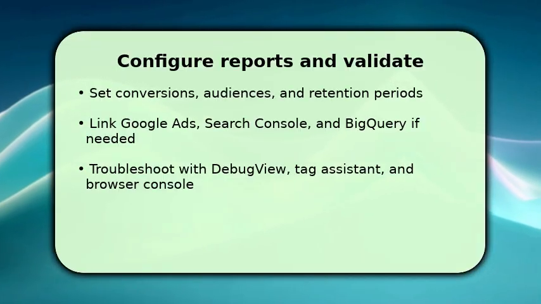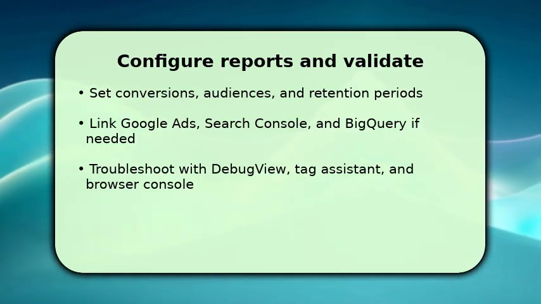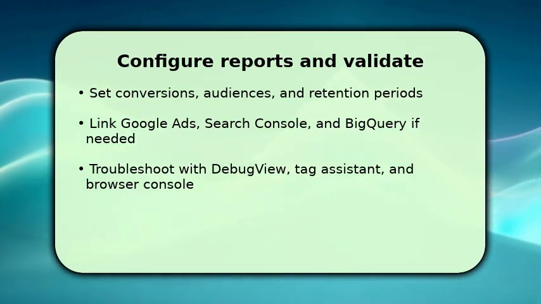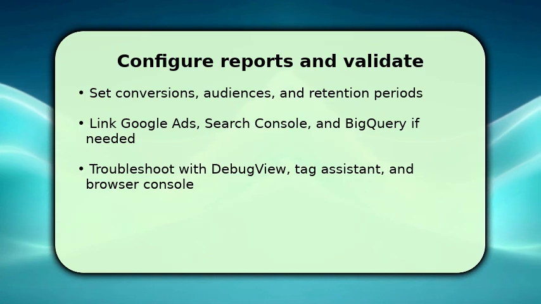If things go wrong, use Debug View, the tag assistant, and the browser console to identify missing tags or blocked scripts. That single troubleshooting check often finds incorrect measurement ID or consent-related blocking.